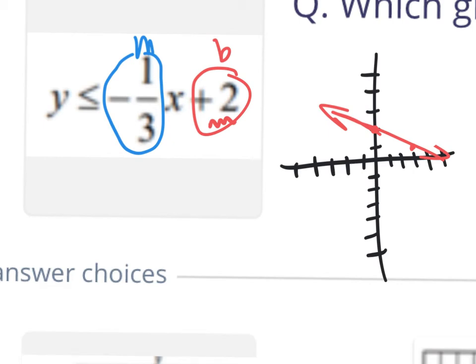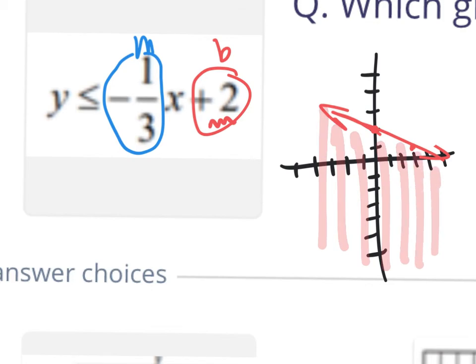Now, on top of deciding whether it's solid or dotted, you need to shade in either below or above. So if you were to test a point like (0, 0), plug in 0 for x, 0 for y, it'll say 0 is less than 0 plus 2, which is 2. Is 0 less than 2? The answer is yes. So (0, 0) does work. This is an answer, which means all my answers are down here. Another way of doing it is the shortcut way. If y is by itself, y is less than, where is less than on the y? Up here is greater than, down here is less than. So you will be shading everything that is below your red line. So there's your answer. Let's take a look.